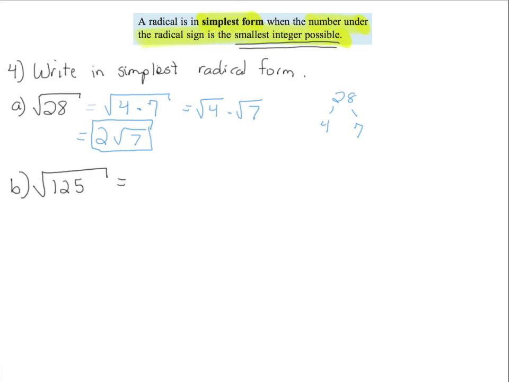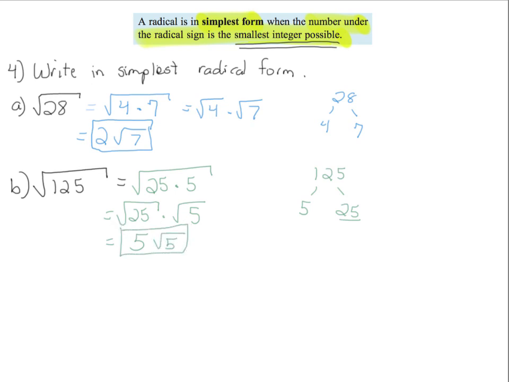All right, we're going to write the square root of 125 in simplest radical form. Well, I know 5 will go into this because it ends with a 5, and 5 goes in 25 times. Well, 25, that's a perfect square, so I'm going to stop there, and I'm going to rewrite the square root of 125 as the square root of 25 times 5, and I know the square root of 25 is 5, so that means my simplest radical form is 5 the square root of 5.